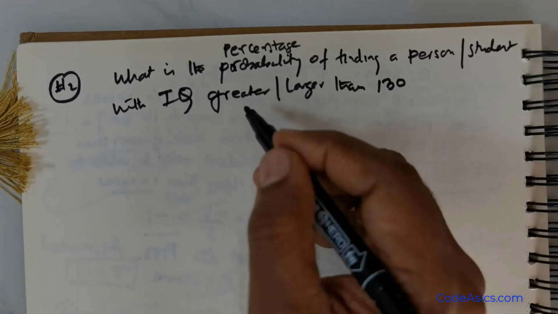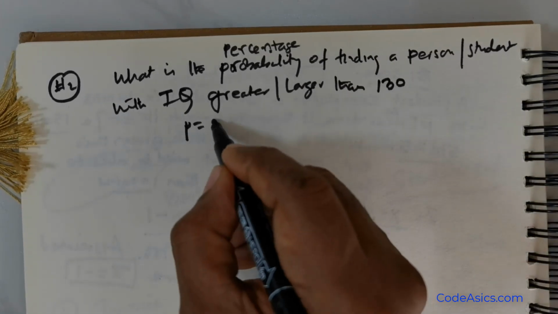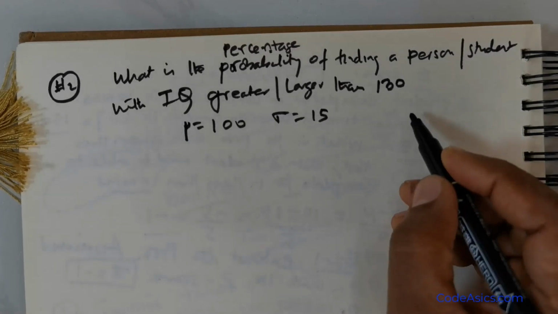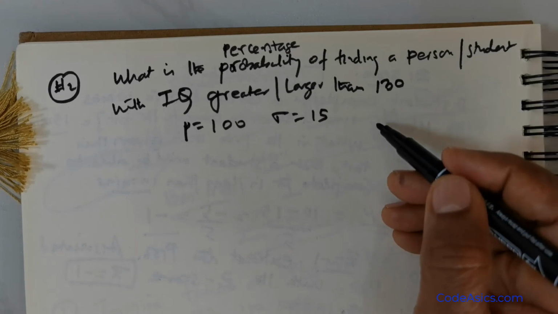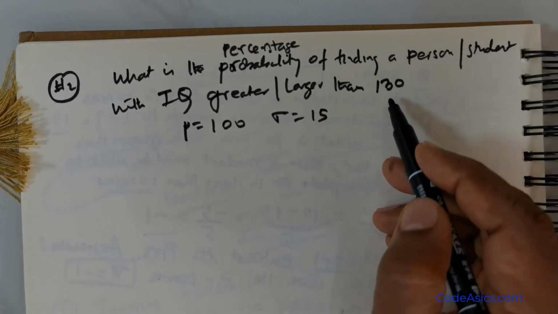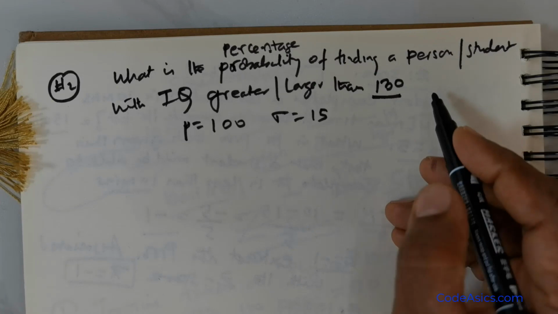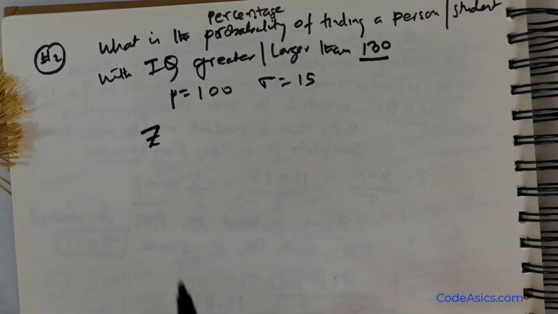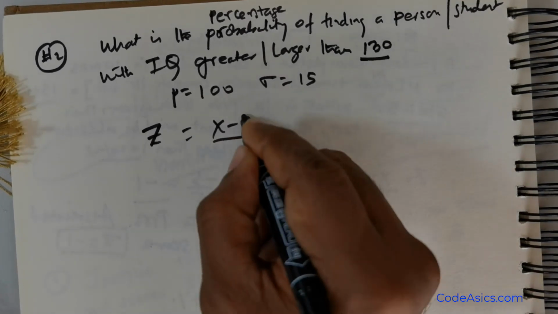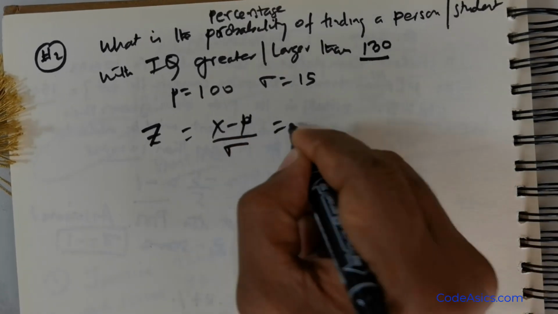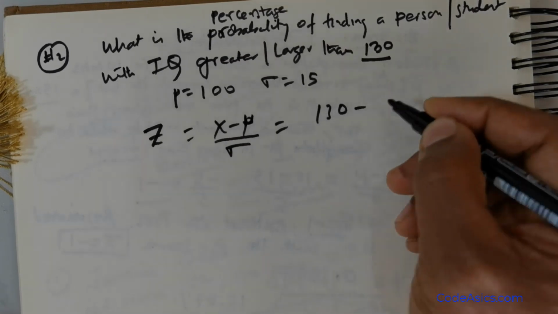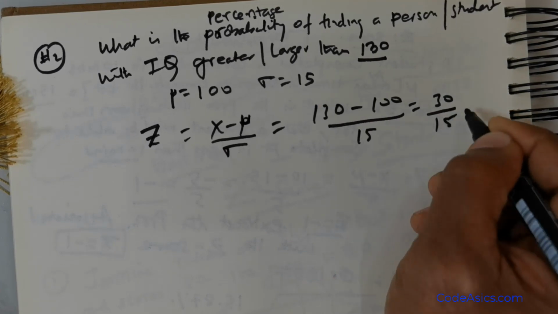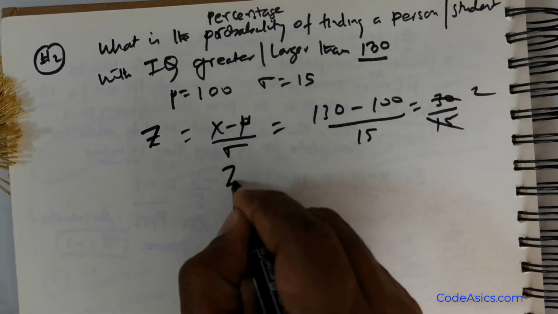130. Now if you remember, we were dealing with the mean of 100, standard deviation of 15, and in the previous case we had a different scenario. In this case, we are looking for a person who has an IQ greater than 130. So for that, let me use the z-score. So z is equal to x negative mu divided by sigma. My x is 130, my mu is 100, my sigma is 15. So this is 30 over 15, which is nothing but my z is 2.